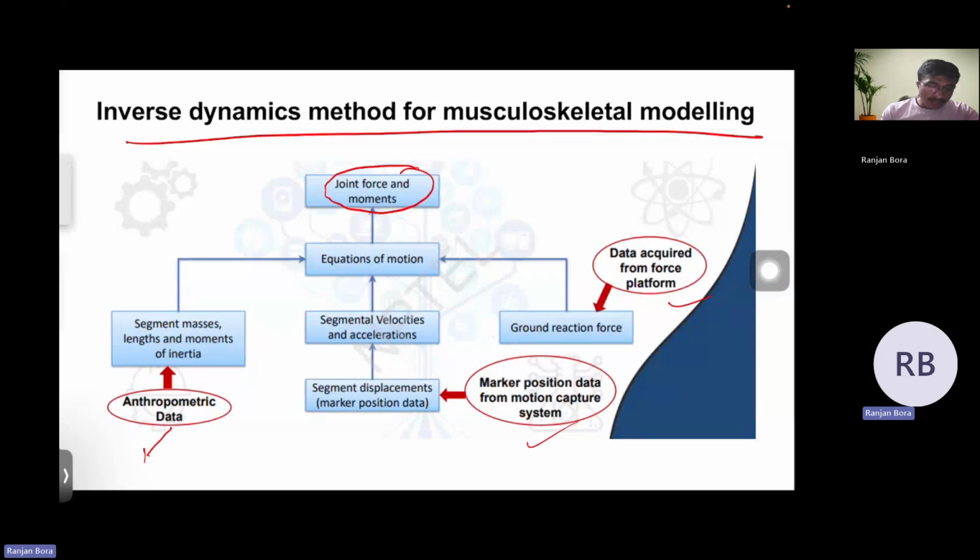Anthropometric data means segment mass, length, and moments of inertia. From the marker position data from the motion capture system, we know the velocities and accelerations. And from the force platform, we know the ground reaction force. Using the equations of motion, which are summation F equal to 0 for a system in equilibrium and summation M equal to 0, we can estimate the joint forces and moments.